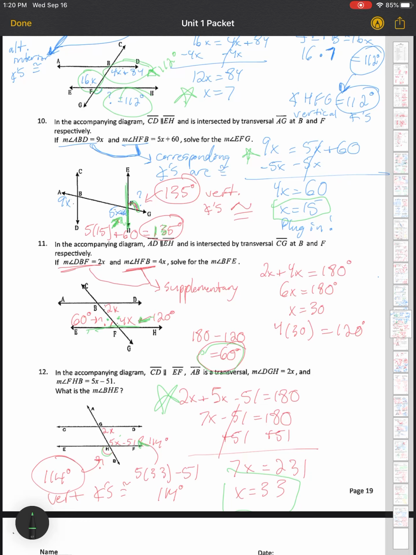So what I do is I plug back in here first, and then solve and show that the vertical angles are congruent. So once I get this angle, then I'm able to get this angle here. So when I plug in, I get 114.